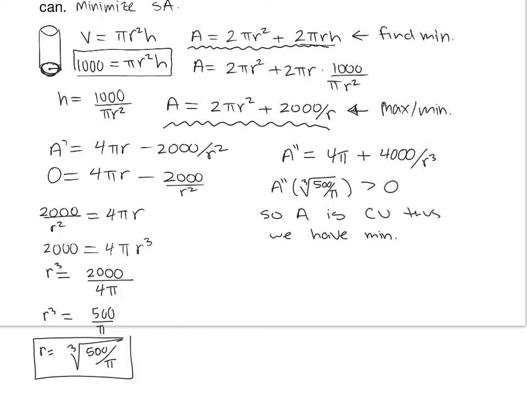So all we have to do now is give our manufacturer the other dimension. Do you know what I mean by that? So we have the R, we need to give the manufacturer the H. Does that make sense? So the H is equal to 1,000 over pi r squared, right? So it ends up being 1,000 over pi times cube root of 500 over pi squared.